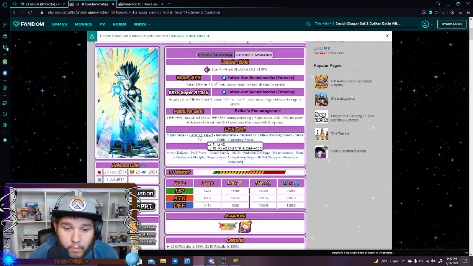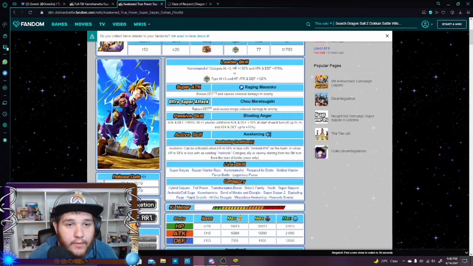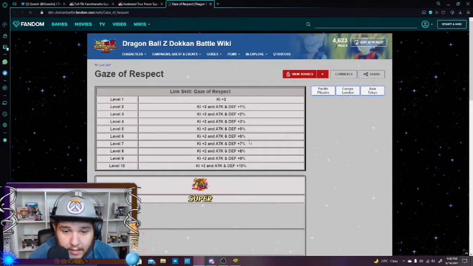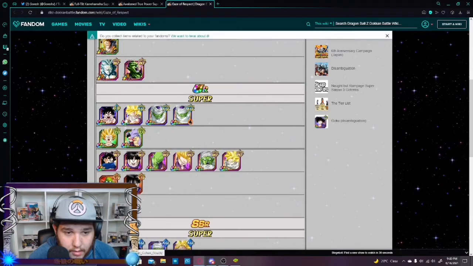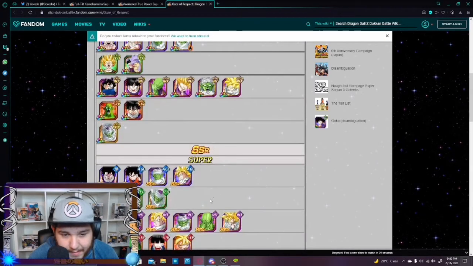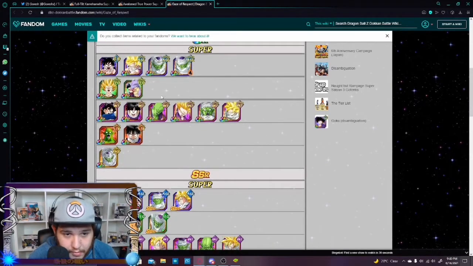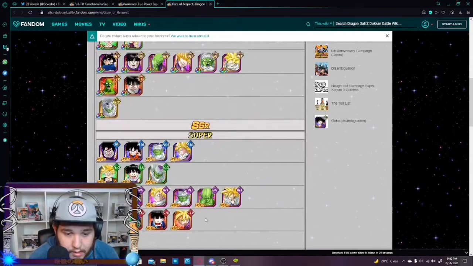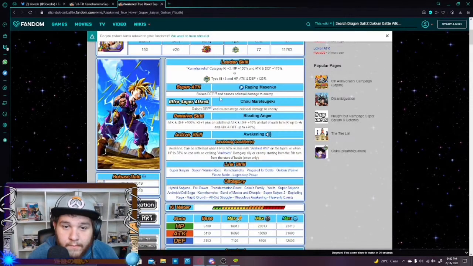I mean, if you focus on getting, for example, let me see, Gaze of Respect. Who has this unit? Oh, the other Gohan. Interesting. This unit that we are going to talk about. Pretty much Gohan and Piccolo's, right? Okay, some of the Gohans and some of the Piccolo's. Okay, interesting. Anyways.